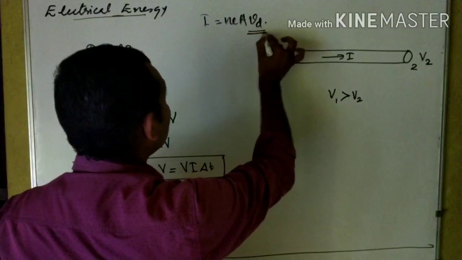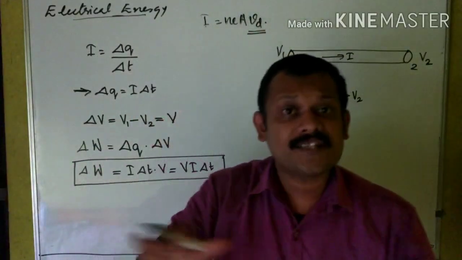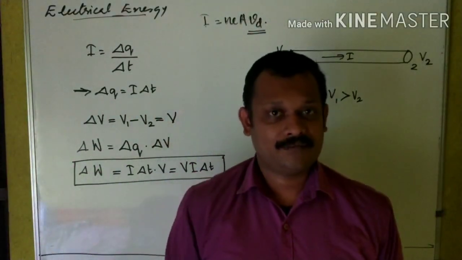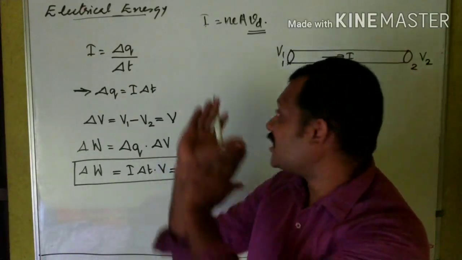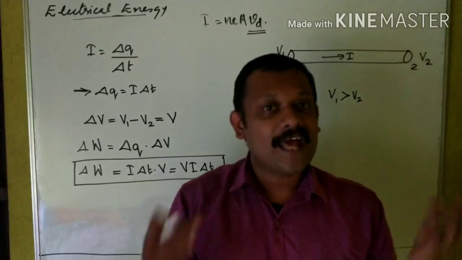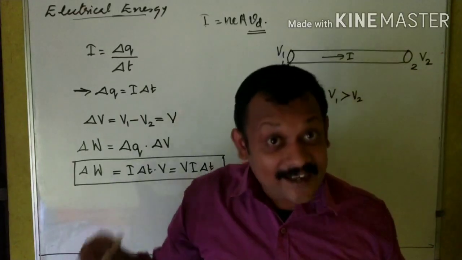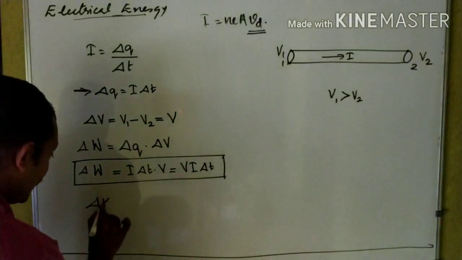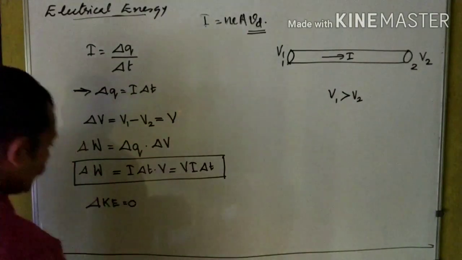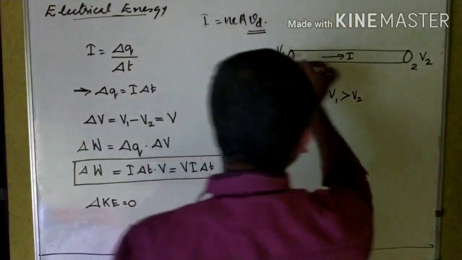the electrons, the charge carriers, are moving with almost a steady speed called drift speed. That means there is no increase in kinetic energy inside a conductor. Delta K is equal to 0. But there is a decrease in potential energy.